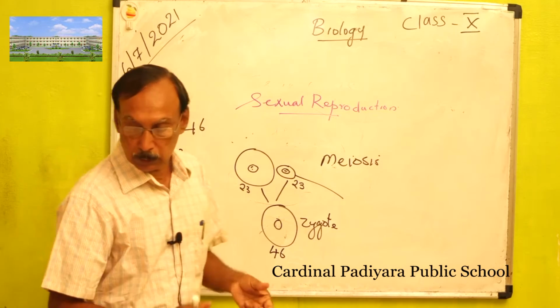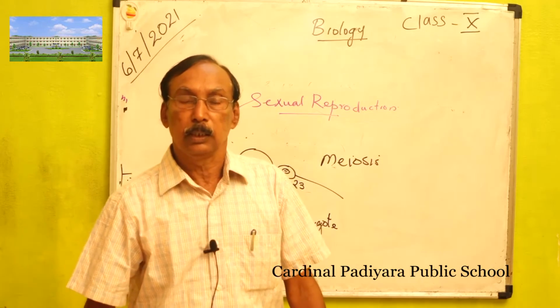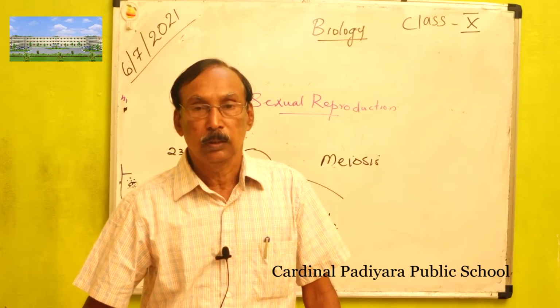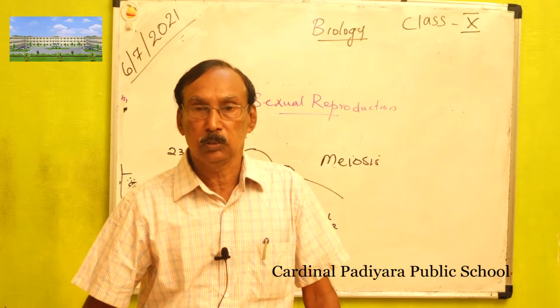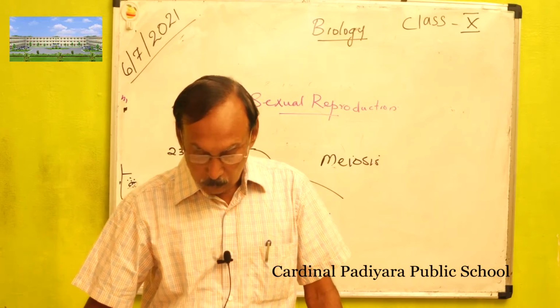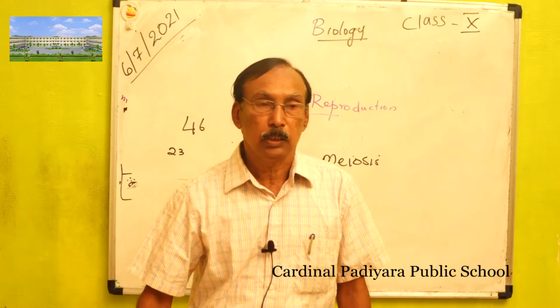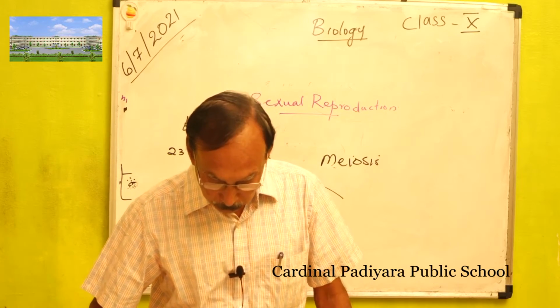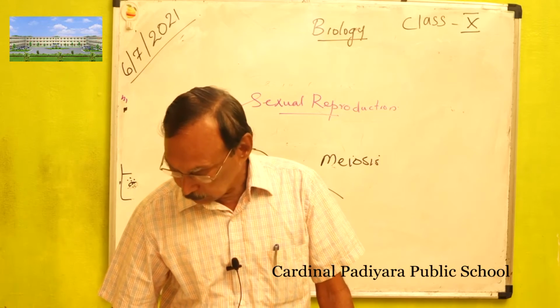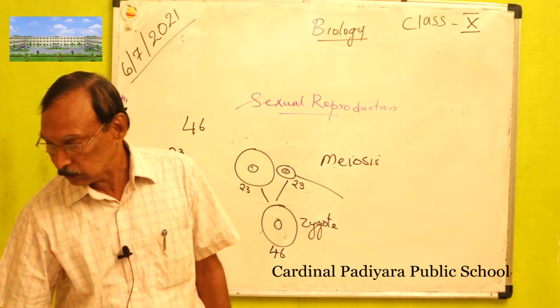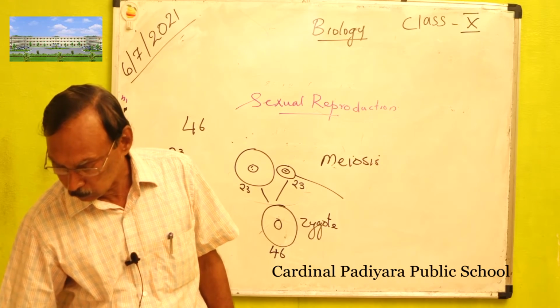So there is a special type of division that takes place before the gamete formation, and that special type of division is called meiosis or reduction division. So the gametes will get only half the amount of DNA. Now we can see how sexual reproduction takes place in plants. That is what we are going to see.